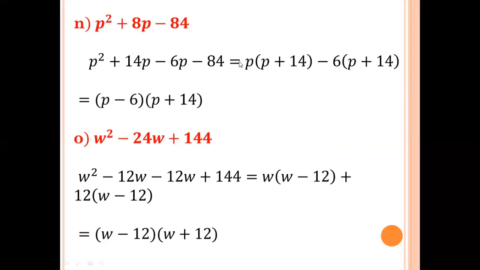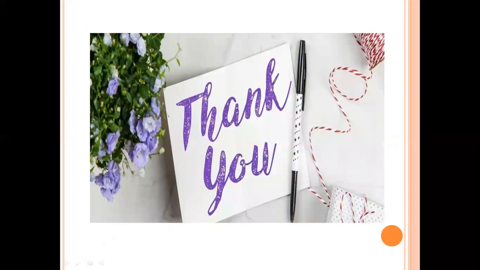Now what I do here, p is common, so p plus 14, and here 6 is common, minus 6 common, so p plus 14 here. Look at here, these two things are same. Now I take common again, p plus 14, so what is left is p minus 6. As it is same, we are doing this question. It's so easy, not difficult. Thank you so much. Have a nice day.